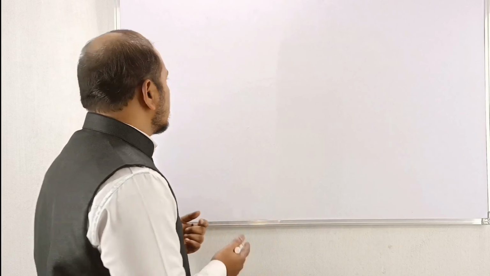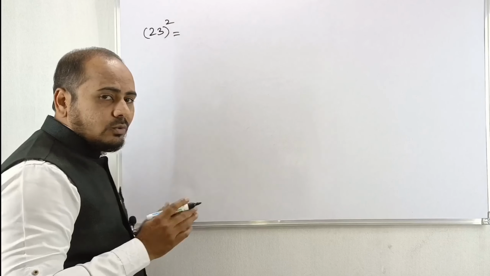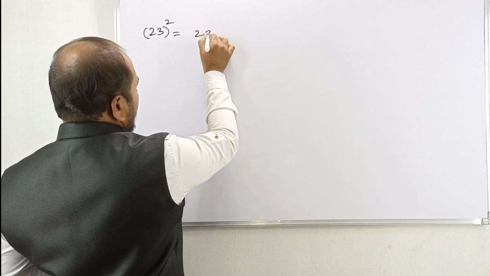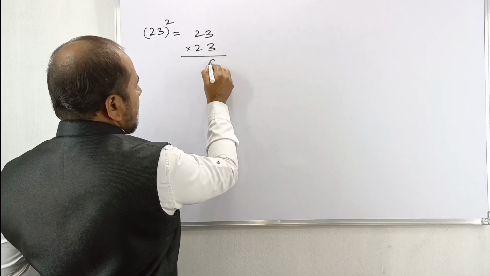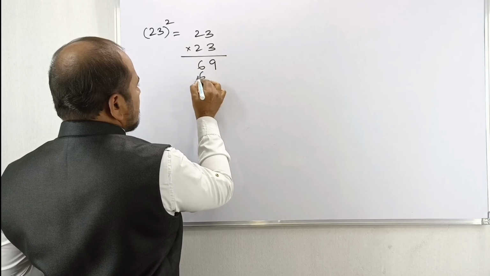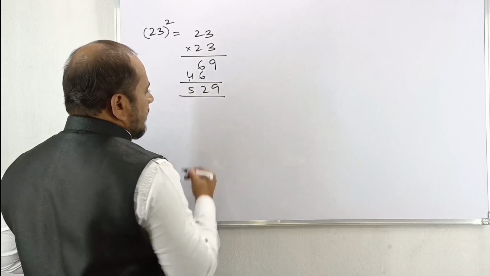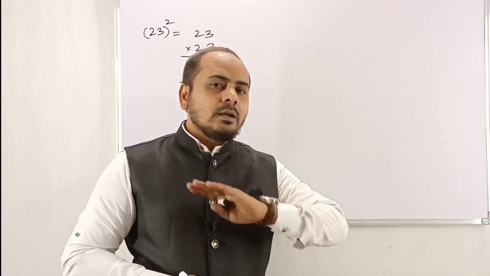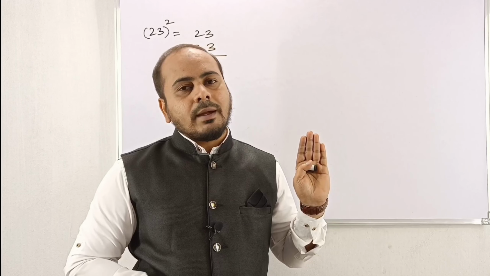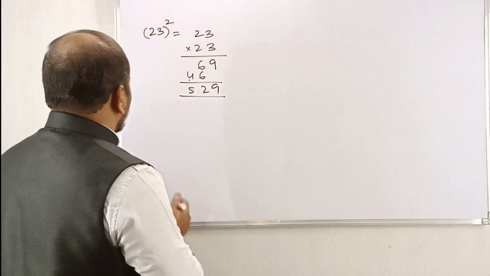Now listen to me, my dears. If you take the square of any two-digit number, for example, 23 whole square, generally how to do this? Students will take it like this: 23 and we have to multiply it. First we take 3 times 3 is 9, 3 twos are 6, 2 threes are 6, 2 twos are 4. Like this we write 9, 12 upon 1, 5, 529, which means the value of 23 square is 529. But we are not going to do it in this method, my dear. We are going to find the best technique that we shall discuss now.